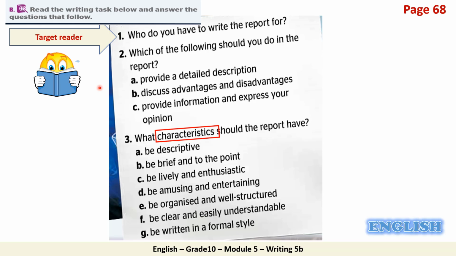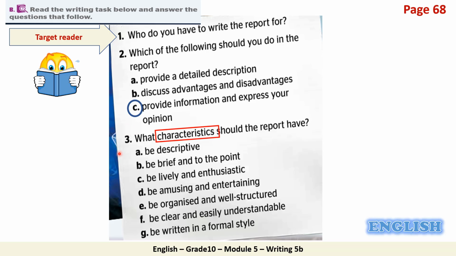Let's check your answer. A. Provide a detailed description. We usually write this in descriptive essays, so we will exclude A. B. Discuss advantages and disadvantages. We usually write this in argumentative essays. Well done. So we will also exclude this one. So C, provide information and express your opinion. The answer is C. Well done.